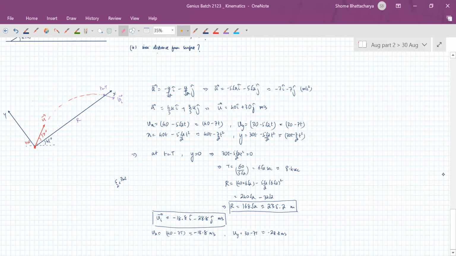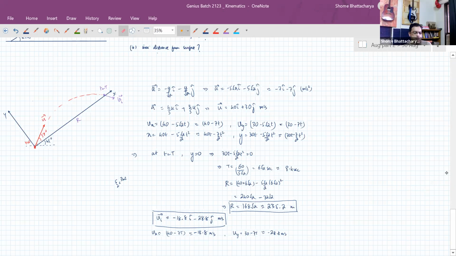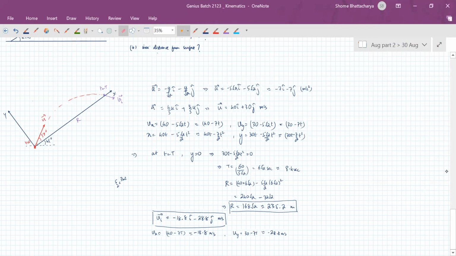Can we take the angle of projection as 45 plus 37? That's with respect to the horizontal. Yes, you can do that. But here the angle of projection is taken with respect to the x-axis, no? Yes, sir, in this method.